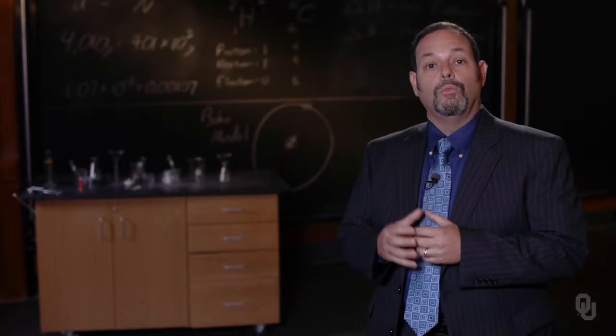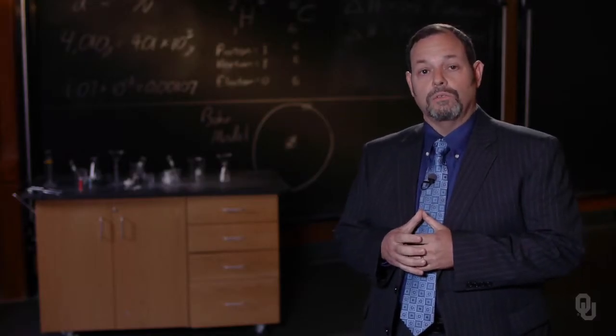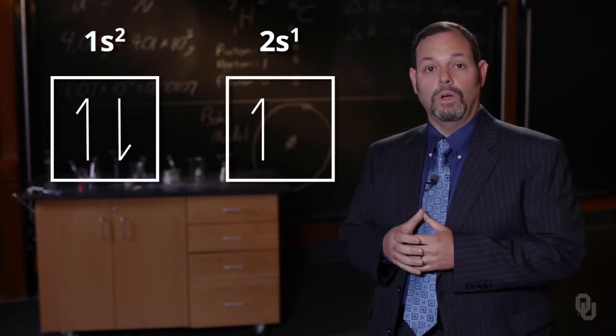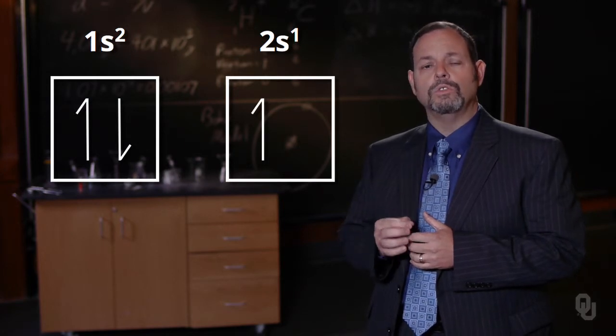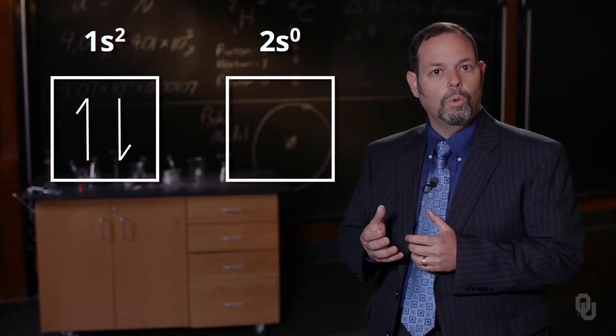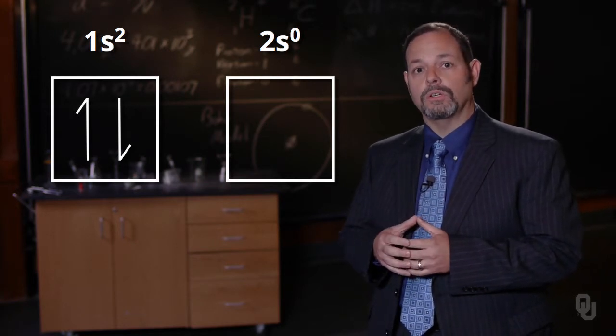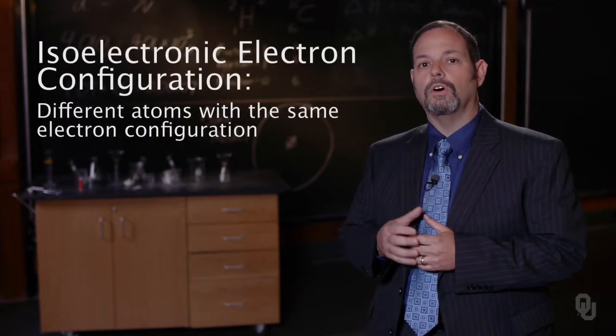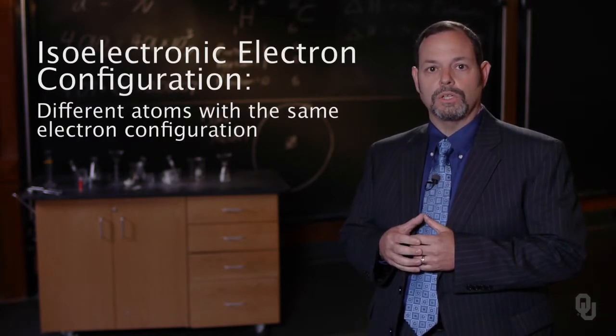So therefore, the most likely ion for lithium is not lithium minus 7, but lithium plus 1. What does that mean for the electron configuration? If we think about the full electron configuration for lithium, 1s2 2s1, if lithium loses 1 electron, it'll go back to 1s2. Well, what element has an electron configuration of 1s2? It's helium.